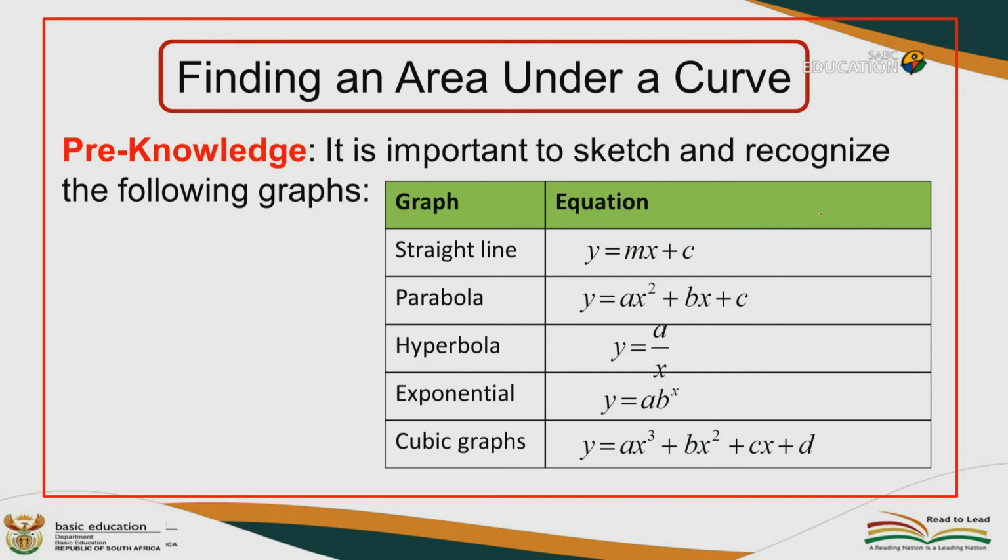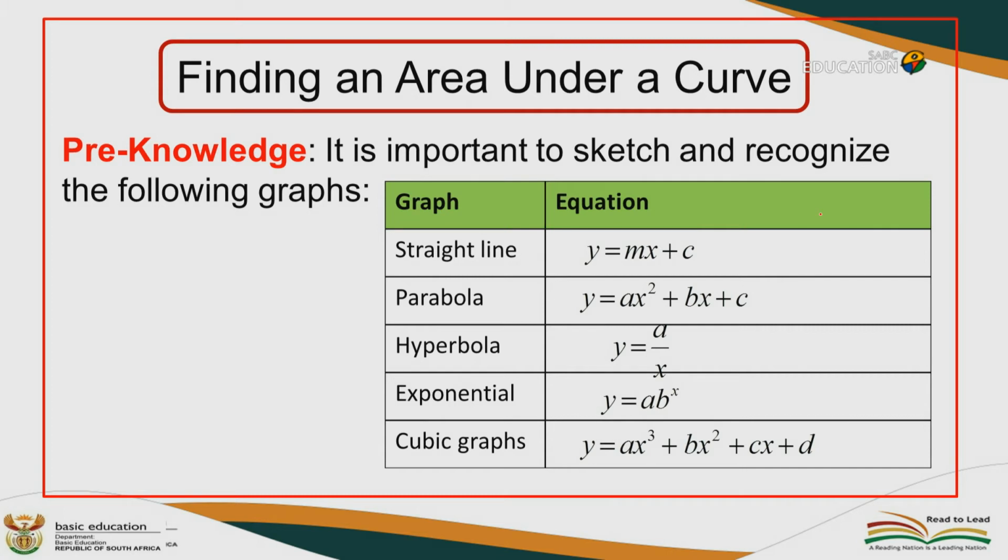After you have learned how to evaluate your definite integrals, your second assignment will be: how do we determine the area under the curve, or the area between the curve and the ordinates? Like the type of functions that we are normally going to use at our level. Expect to find the straight line, which is defined by y is equal to mx plus c, your parabola, your hyperbola, exponential, and the cubic functions.